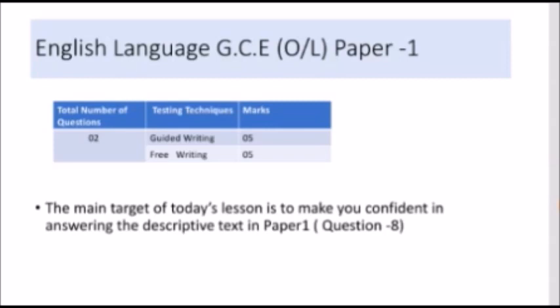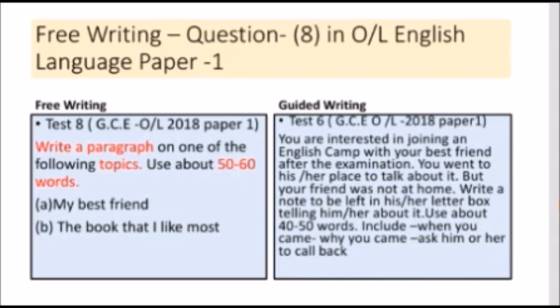It is of two types. Number 1, free writing, and number 2 is guided writing. These are the two types of techniques that we use in testing descriptive texts. In a free writing test, you are only given the topic so that you are free to write your own facts. But in guided writing, you are expected to include the given facts.